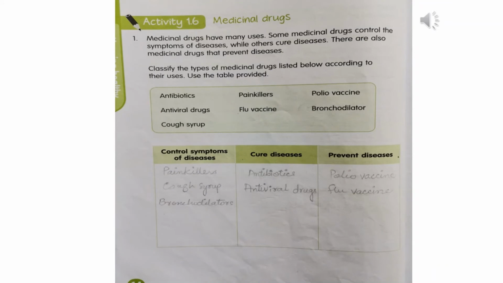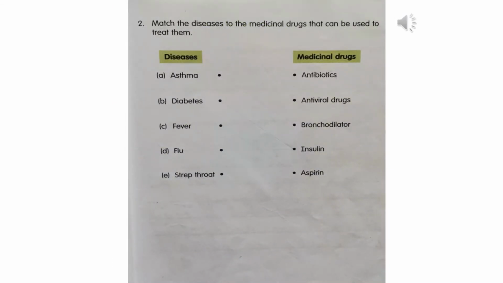Medicinal drugs, page 14. Medicinal drugs have many uses. Some medicinal drugs control the symptoms of diseases while others cure diseases. There are also medicinal drugs that prevent diseases. Classify the types of medicinal drugs listed below according to their uses. Use the table provided. Control symptoms of diseases: painkiller, cough syrup, bronchodilators. Cure diseases: antibiotic, antiviral drugs. Prevent diseases: polio vaccine, flu vaccine. In page 15, match the disease to the medicinal drugs that can be used to treat them.